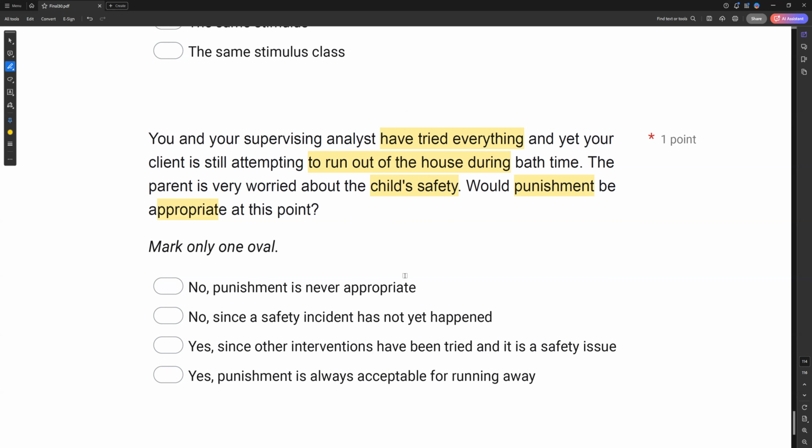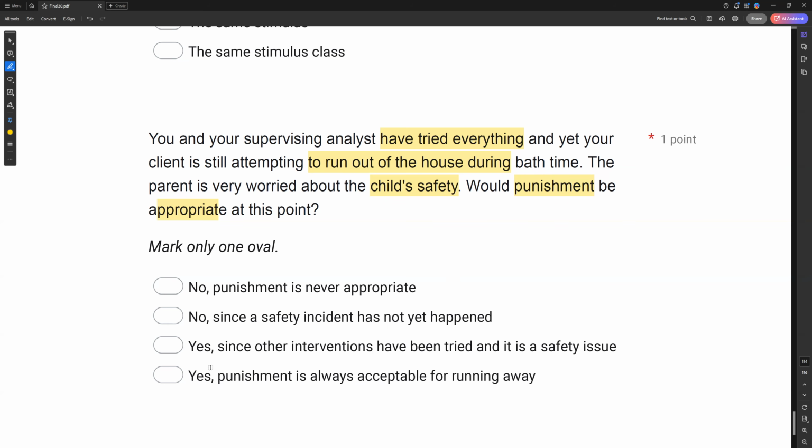A, no punishment is never appropriate. That's just not true. Punishment is empirically validated. All punishment means is a consequence is decreasing the behavior. So, punishment is sometimes appropriate. B, no, since a safety incident has not yet happened. Well, you don't want to wait for an accident or a tragedy to change the behavior. B is waiting way too long. We shouldn't wait and see.